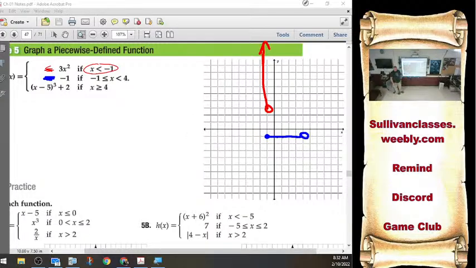Okay? Now, if you don't want to make the entire graph and erase, that's fine. Just make the part that matters. I'm just saying you have choices. Sometimes you have to do the whole thing just so you can tell what's going on and then erase. Other times, you're able to just draw the part of the graph that matters.